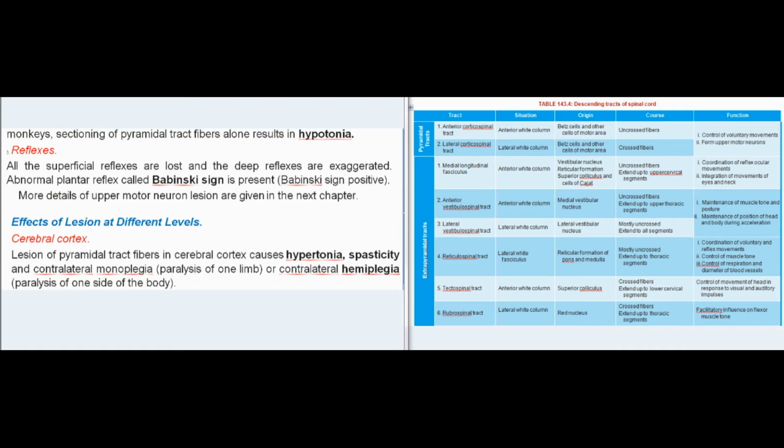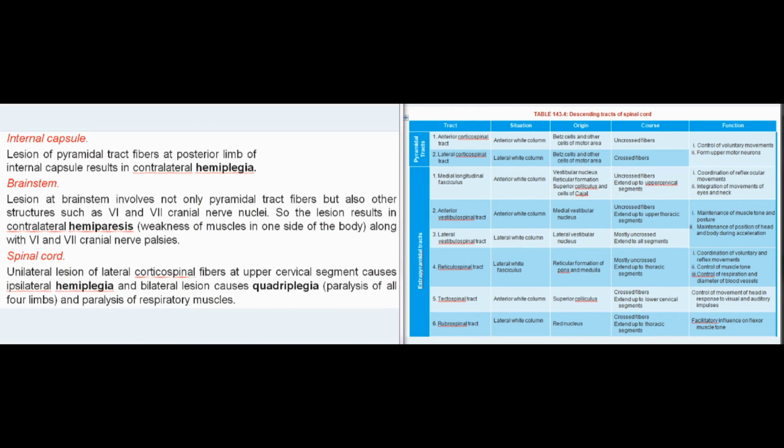Effects of lesion at different levels. Cerebral cortex. Lesion of pyramidal tract fibers in cerebral cortex causes hypertonia, spasticity and contralateral monoplegia, paralysis of one limb, or contralateral hemiplegia, paralysis of one side of the body. Internal capsule. Lesion of pyramidal tract fibers at posterior limb of internal capsule results in contralateral hemiplegia.